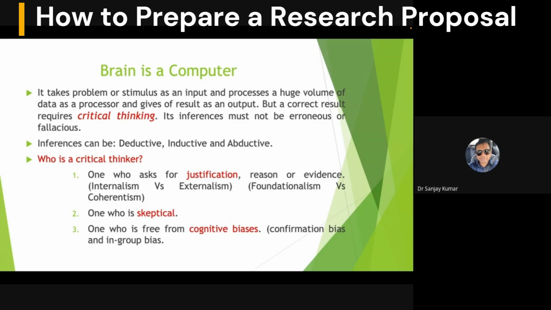Okay, we can believe that our brain is like a computer. But even then, if you want to think correctly, if you want your inferences to be error-free and not fallacious, then critical thinking is very important in the process of thinking. And these inferences can be deductive, inductive, and abductive. You must have studied deductive and inductive methods.